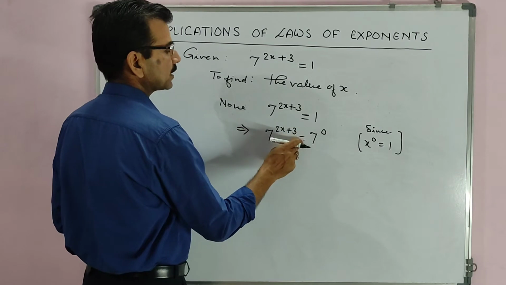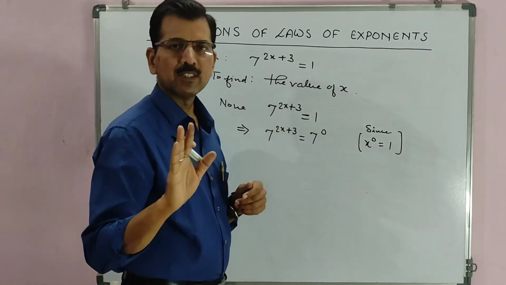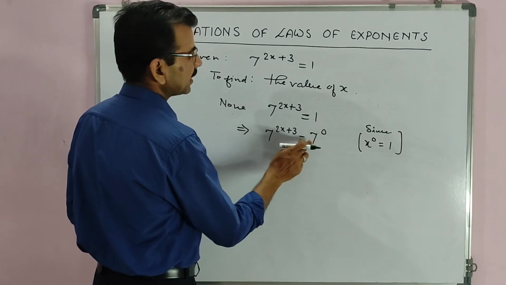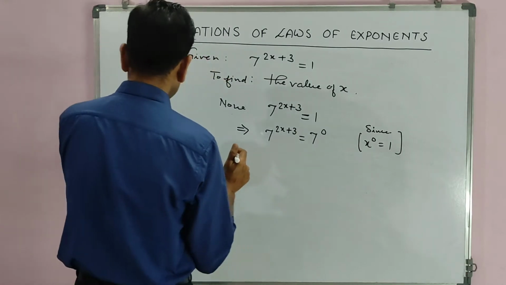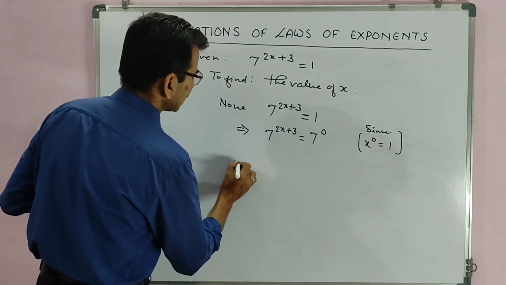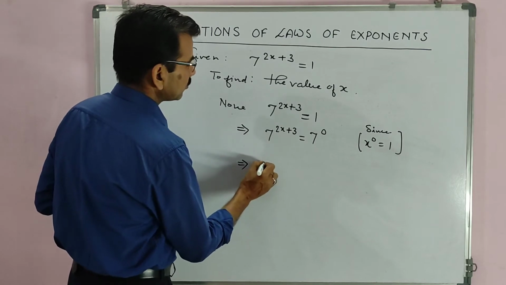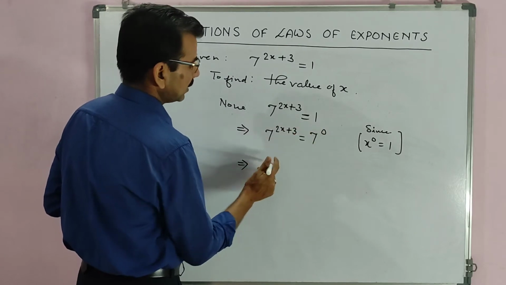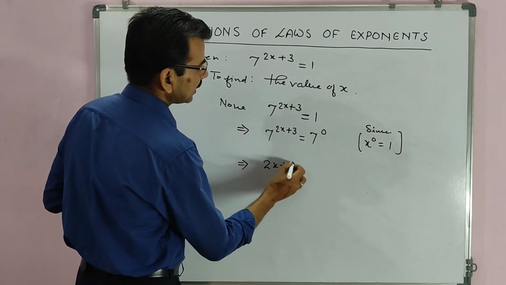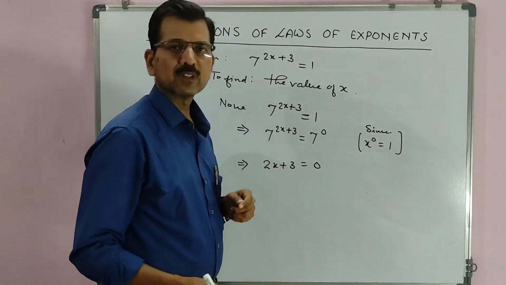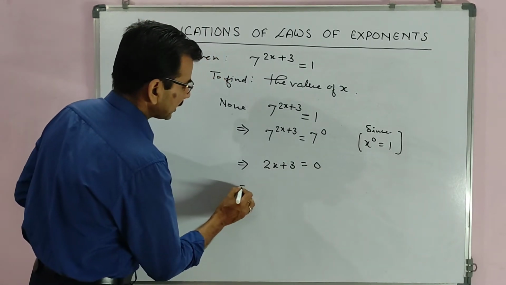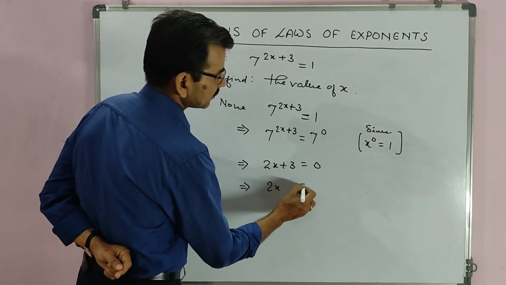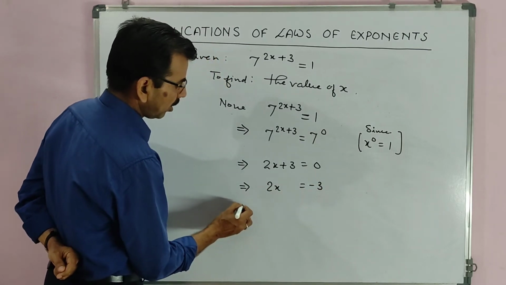7 raised to power 2x plus 3 equals 7 raised to power 0. I hope there is no problem. Now both the bases, 7 and 7, we can cancel, right? So we write 7 raised to power 2x plus 3 and 7 raised to power 0. By comparing the powers, we can write 2x plus 3 is equal to 0. Okay, good.